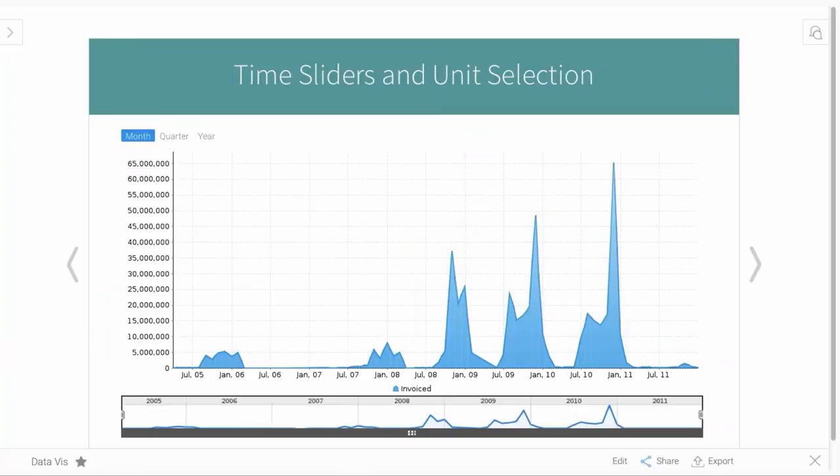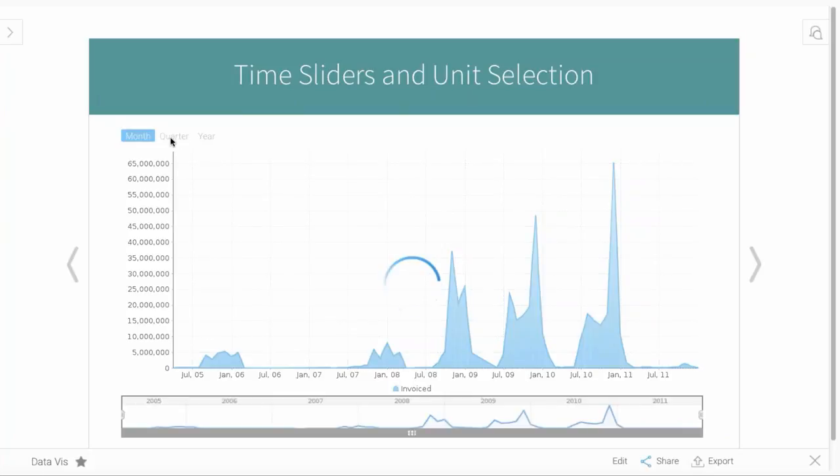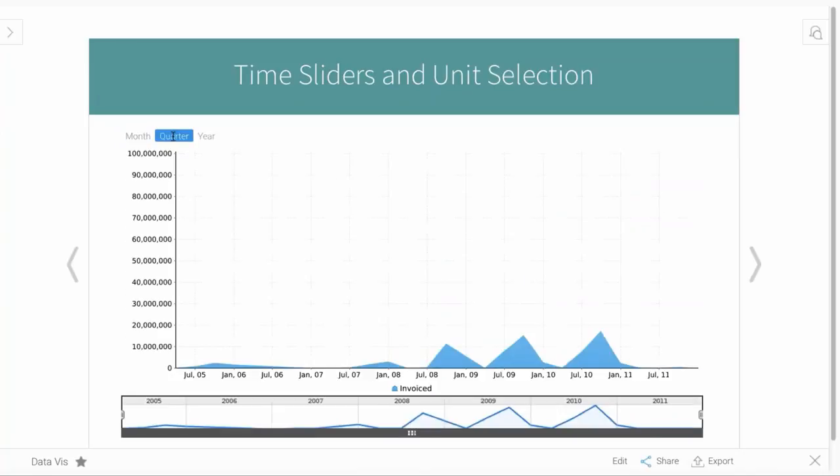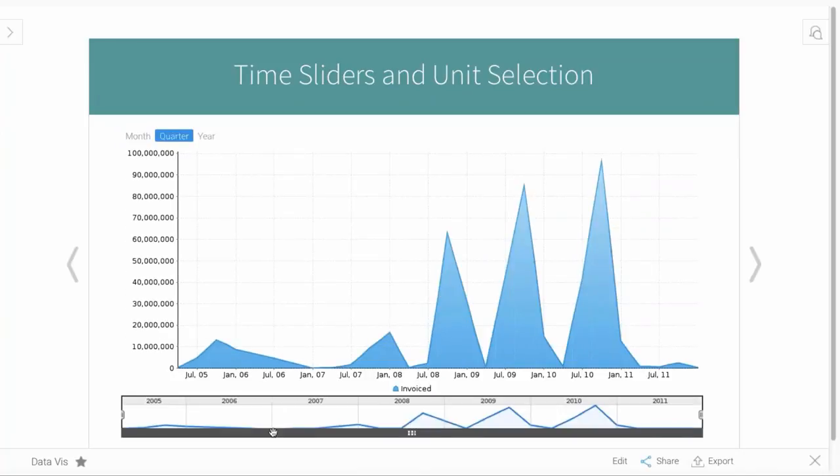We have probably the most types of interactions of any BI tools out there on the market. So some of these interactivity options include being able to very easily change your unit selections on charts. So here we might be looking at month, but we could change that to quarter or year. It's very easy to change your time periods using our time sliders. So you don't need really much technical knowledge to work out how to use those.